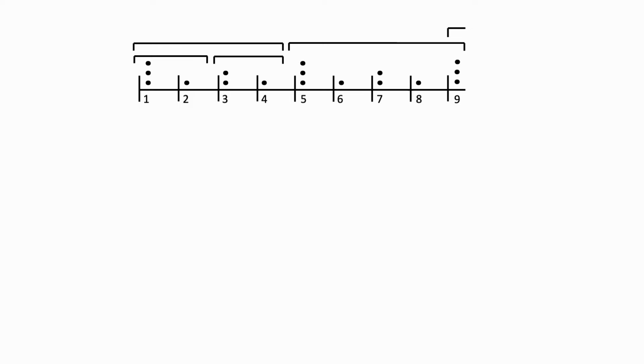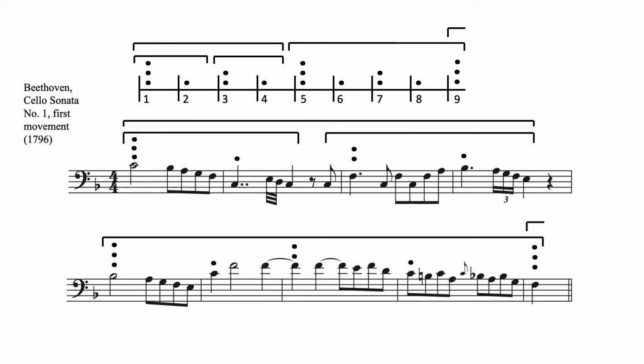This is difficult to achieve with a single melodic line, but it could happen with melodies or phrases in different parts of the ensemble. Listen to this passage from a Beethoven sonata for cello and piano, where the cello melody overlaps with the entrance of another melody in the piano.